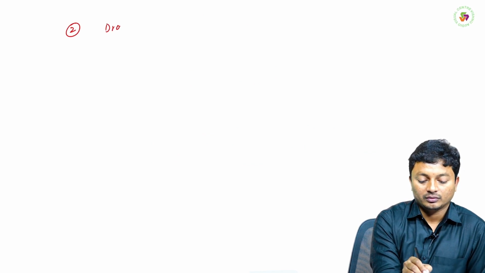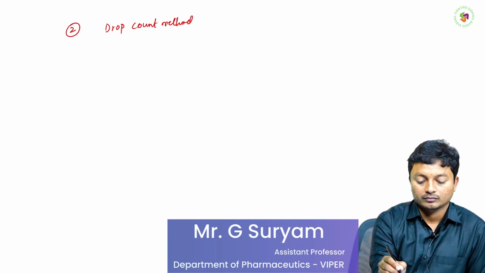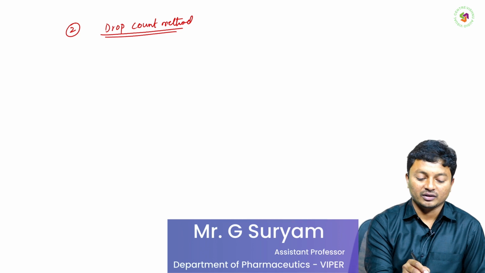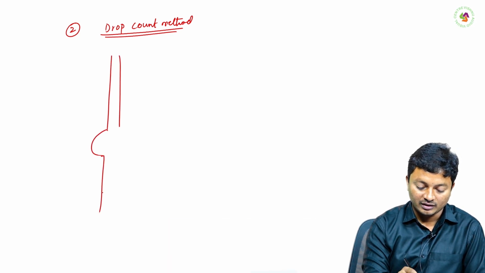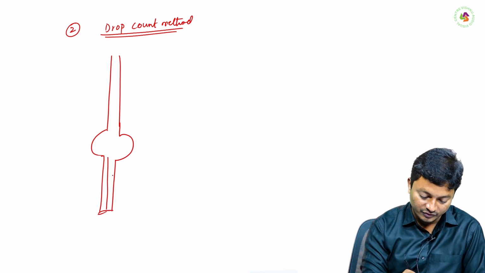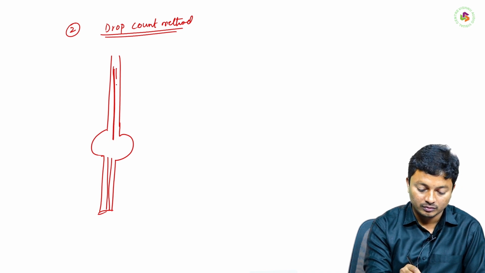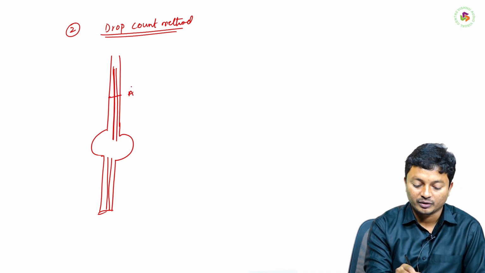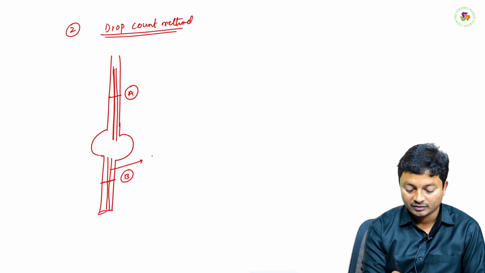In case of drop count method, in this method, as we discussed, here we have a bulb, and this will be attached to a capillary tube. Here we have the upper mark, and here we will be having the lower mark. This is the capillary.